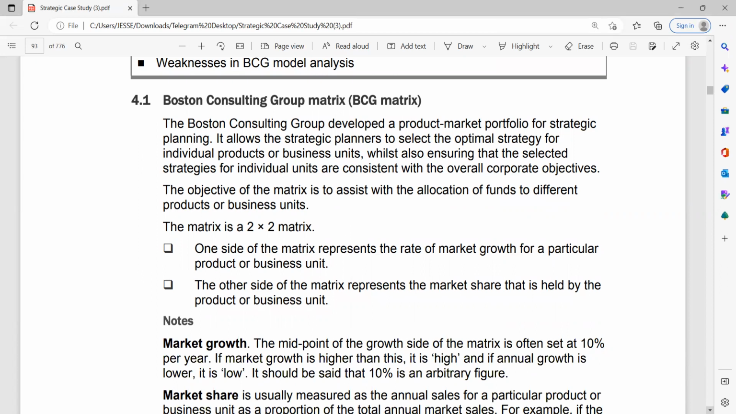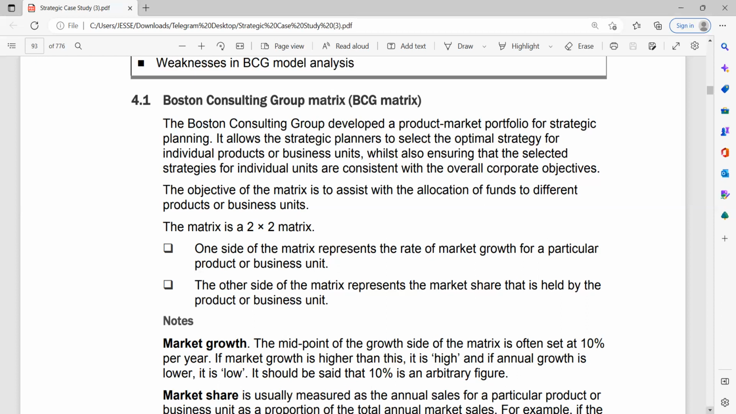It's a 2x2 matrix. One side of the matrix represents the rate of market growth for a particular product. The other side of the matrix represents the market share that is held by the product. Right? So it's a 2x2 matrix, and you can clearly tell that the two key things mentioned here are market and product. On one hand, you are looking at the rate of market growth. On the other hand, you are looking at the market share. The market growth is basically how the market is growing year on year. The market share is basically showing the proportion of the market that is held or captured by a company or a product.